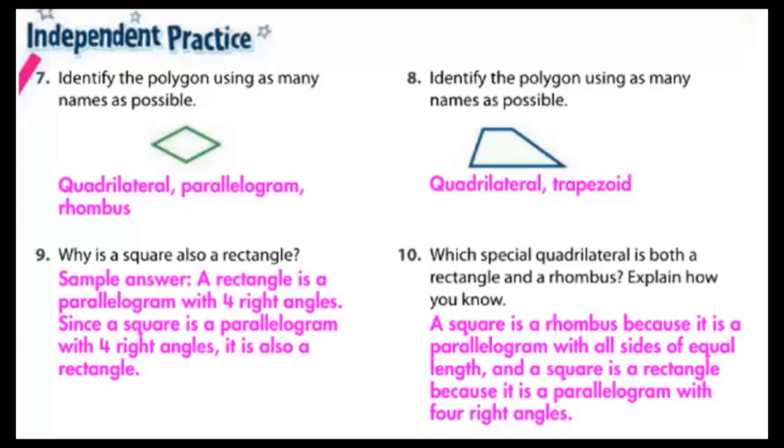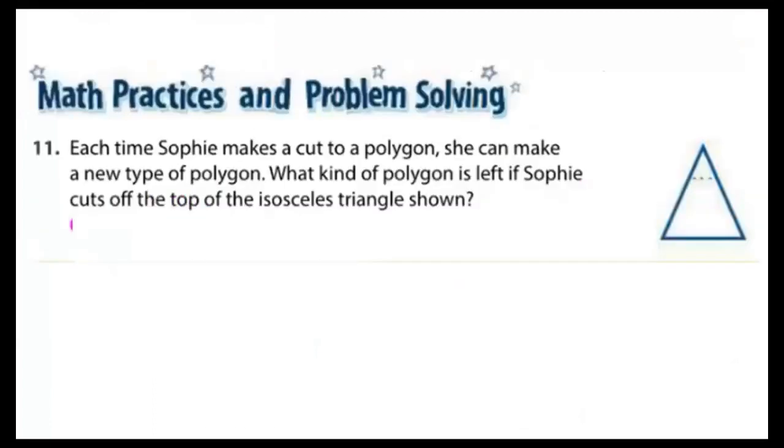So we can say that the properties may help me to rename the shape. I can call the square a rhombus, but a rhombus with 90 degrees. Okay, copy the answer and move to page 860. Math problem solving, question number 11.